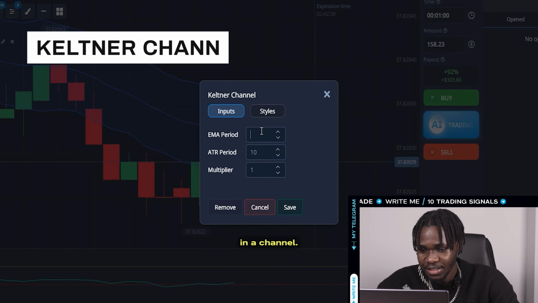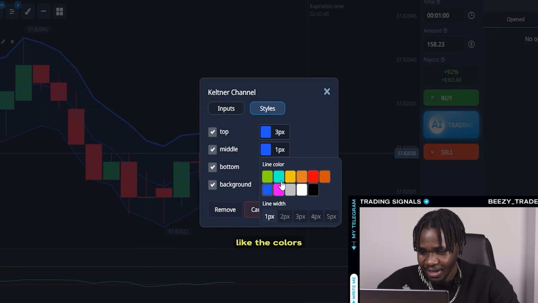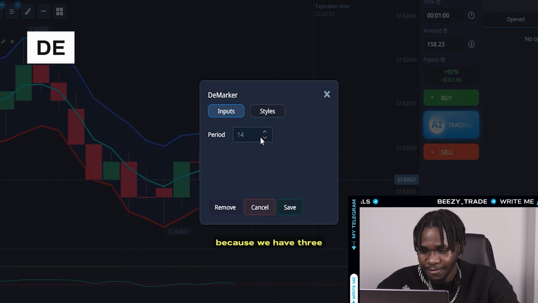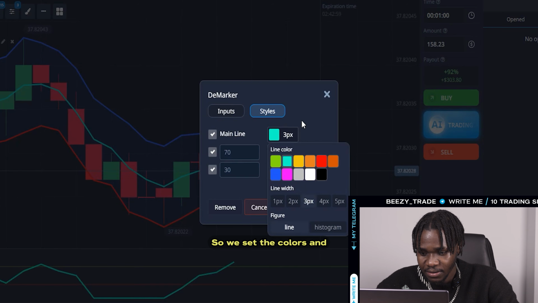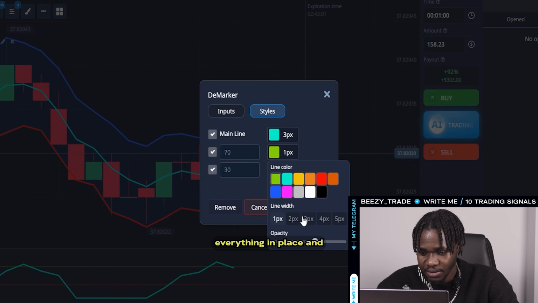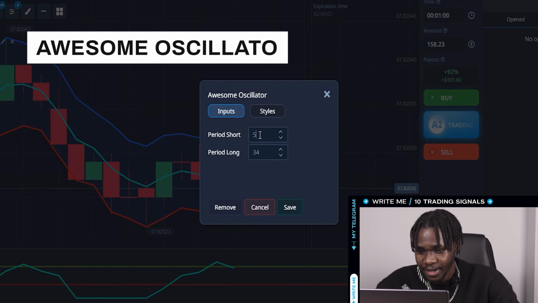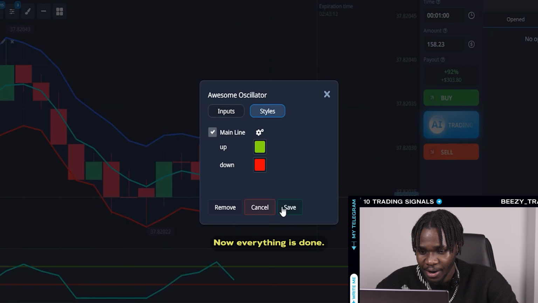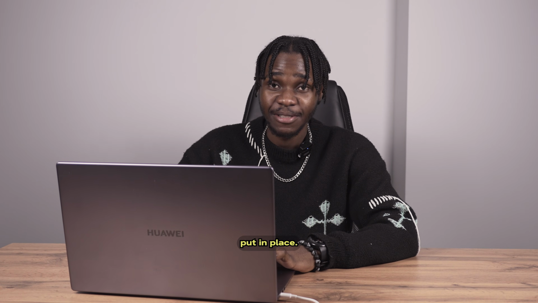We are now on the Keltner channel, and then we put the period, we put 4 here, we put 6, and then down 1, just like that. And then we set the colors that we're gonna actually work with. Let's go into another indicator because we have 3 indicators that we're gonna work with today. So we set the colors and we put everything in place, so everything is in place. Let's go into another indicator, which is the awesome oscillator, and then let's now put the colors as well. Now everything is done, so I think now we're actually set to go. Everything has actually been put in place.